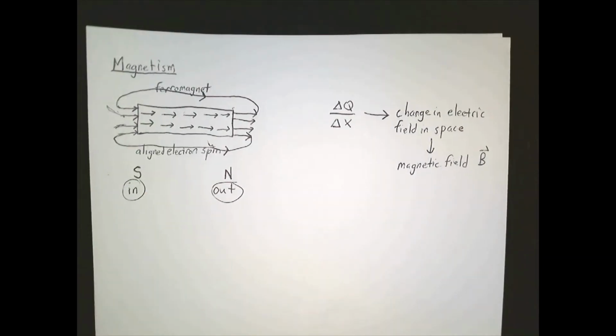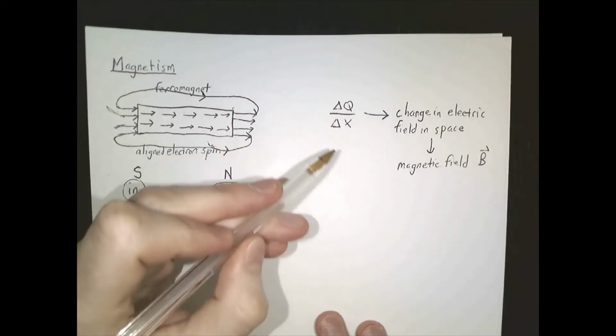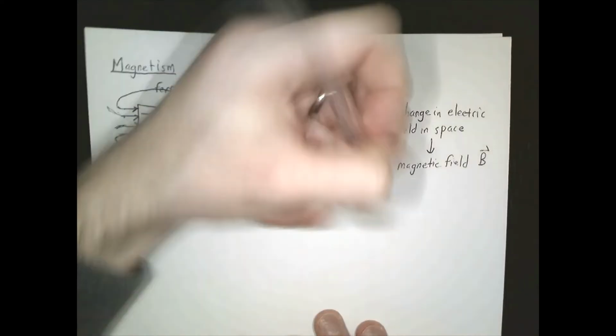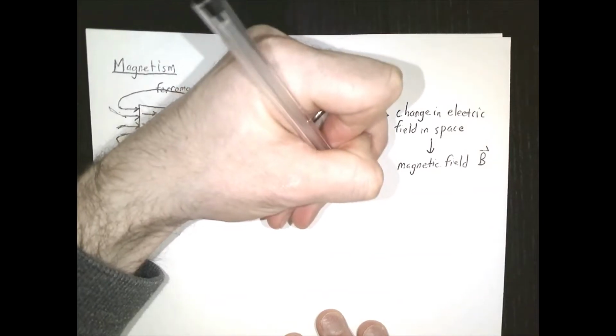And then we learned in induction that a change in a magnetic field causes a current, which is an electric field. So changes in electric fields cause magnetic fields, changes in magnetic fields cause electric fields, and they all build off each other. That's the principle behind electromagnetic waves. But here today we're just going to focus on the fact that a change in electric field creates a magnetic field. The simplest way to do that is through a current.